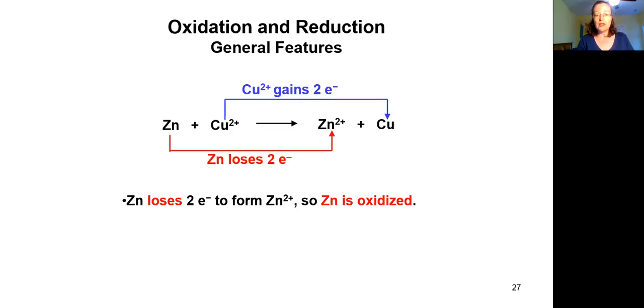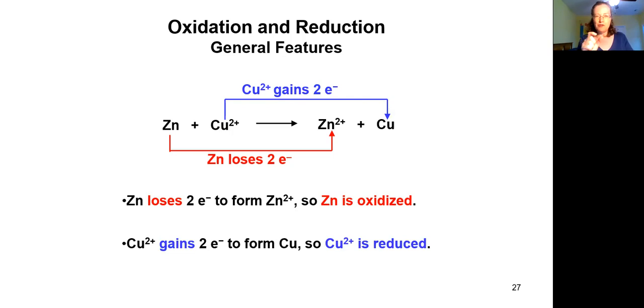Well, the neutral zinc lost 2 electrons to form the zinc 2+ ion. So the zinc on the reactant side, it was oxidized. It lost electrons. What about the copper 2+ ion? The one on the left, it gained electrons. So what happened to the copper ion? Yep, it's reduced. We're just going to focus on the ones on the left to say who is oxidized and who's reduced.